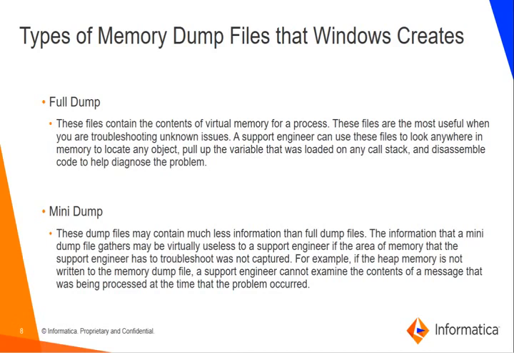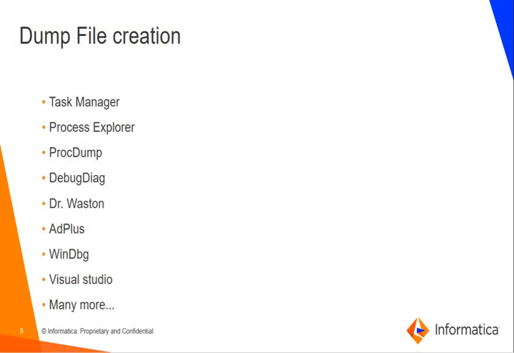The other is a mini dump. A mini dump may contain much less information. It has only the call stack of the process and thread. There are some tools with which we can create a dump file, like Task Manager, Process Explorer, ProcDump, and DebugDiag, which are very effective tools. I will explain them.